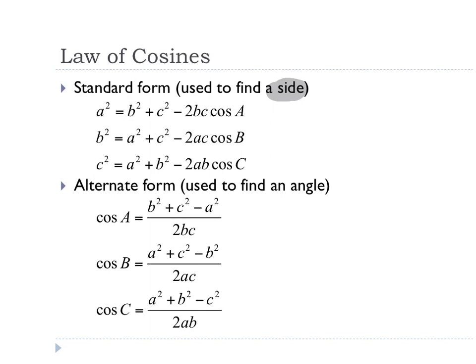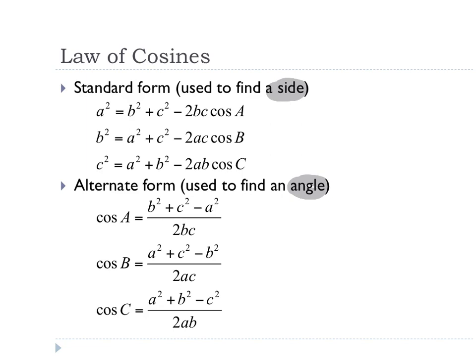And then the bottom set, these are now for finding an angle. So they're called alternative form, but they're for finding the angle. So the cosine of angle A is B squared plus C squared minus A squared over 2BC. Cosine of B is A squared plus C squared minus B squared over 2AC. And cosine of C is A squared plus B squared minus C squared over 2AB.